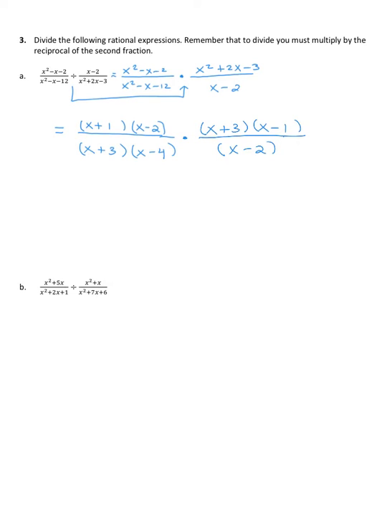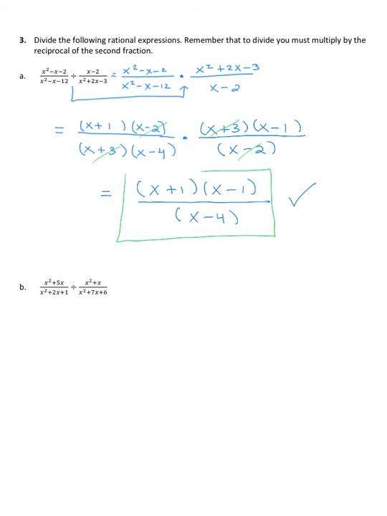Everything is completely factored. And I see I can cancel an x plus 3, an x minus 2, and that's it. Left over we have x plus 1 and x minus 1 in the numerator, and in the denominator we have x minus 4. Now I'm just going to leave it like this, even with the parentheses in the denominator.